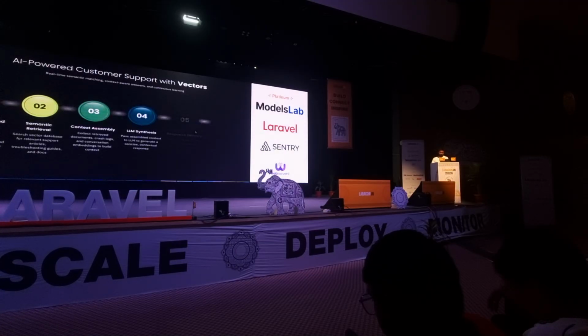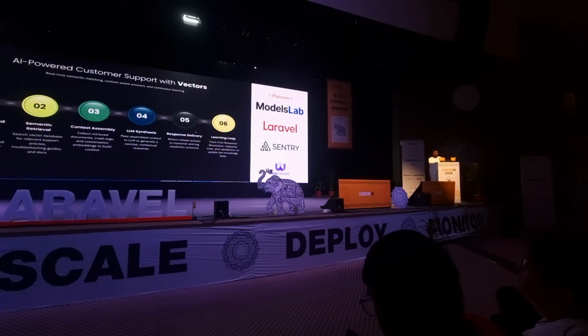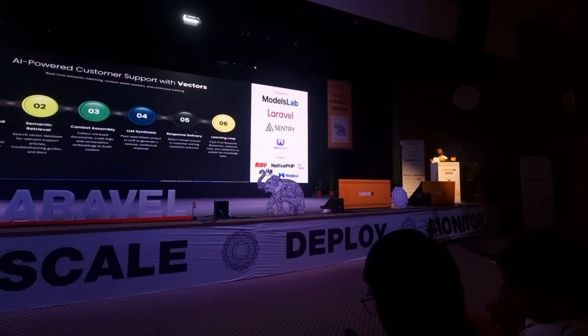So how is this AI-powered customer support with Vector going to work? There are again 6 steps. The first one is embedding the query and the FAQ. As a first step, we create the vector embeddings for customer questions and FAQ entries to enable semantic matching. The next one is semantic retrieval, based upon the embeddings that we have stored in our database.